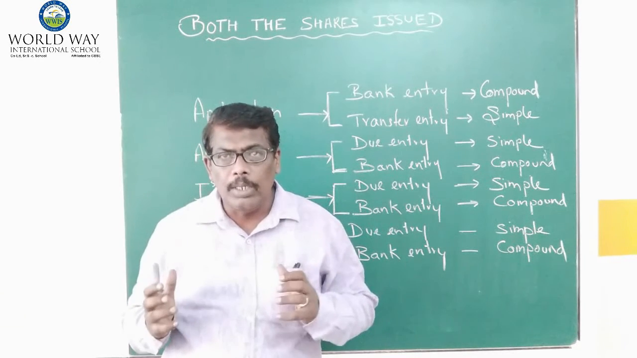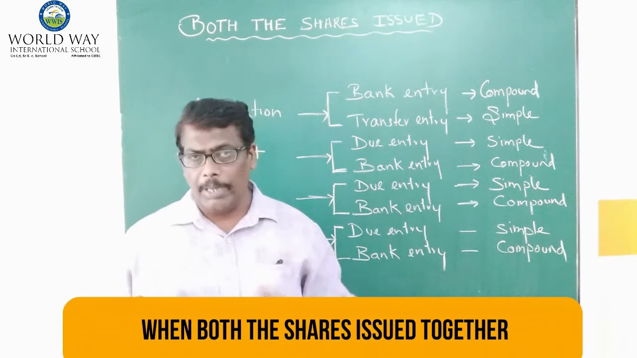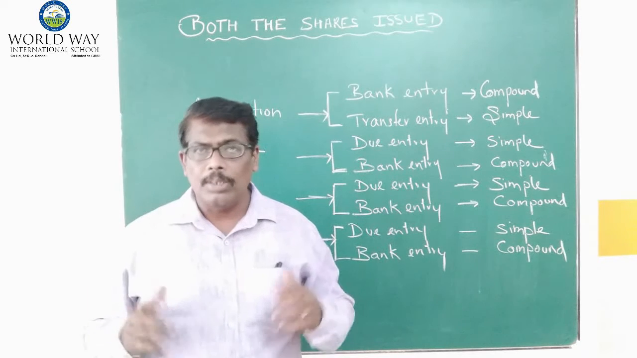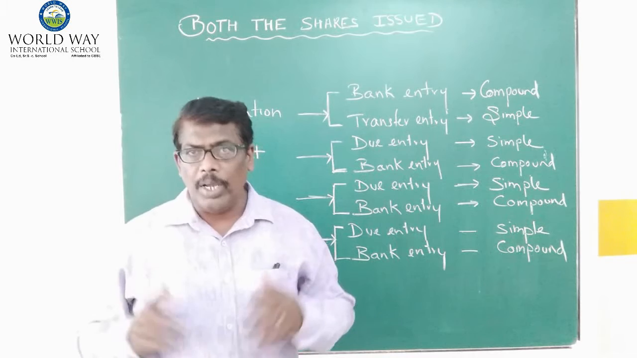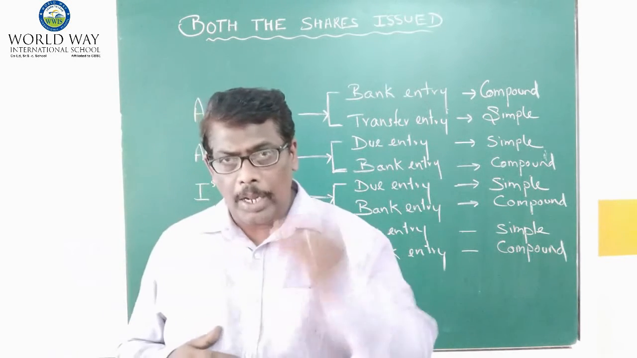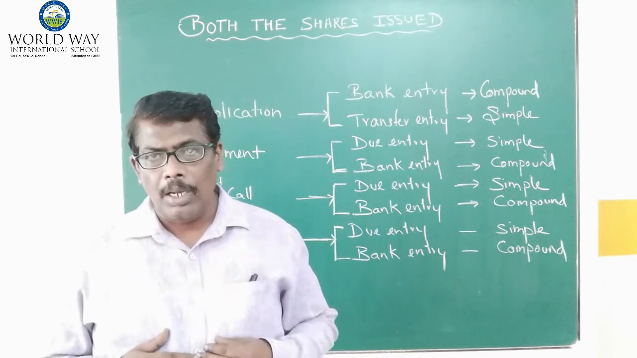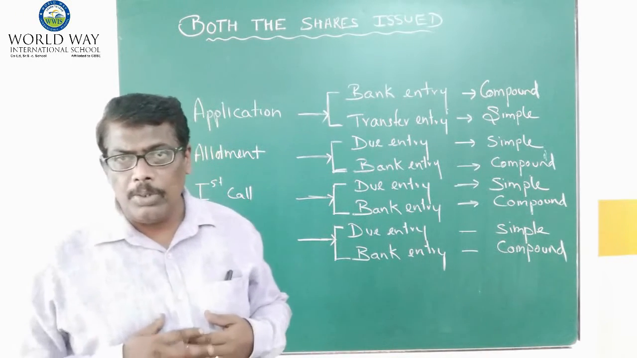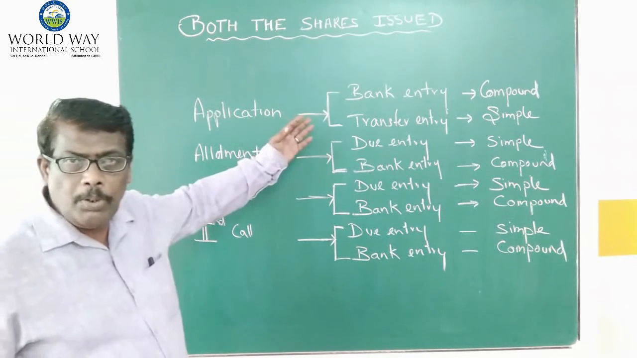Today we are going to learn how the journal entry is created when both the shares are issued to the public simultaneously. That is, when equity and preference shares are both issued to the public, what is the sequence followed? That we are going to study today. It is clearly flashed on the board.